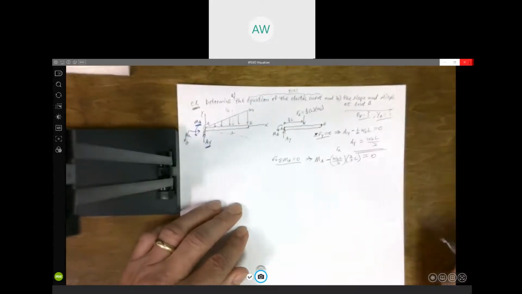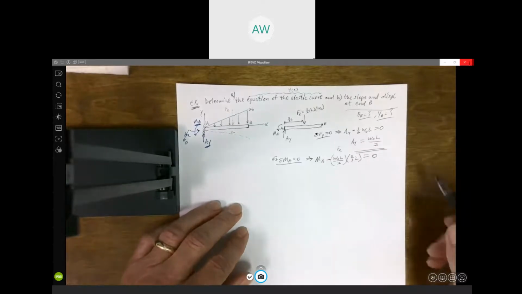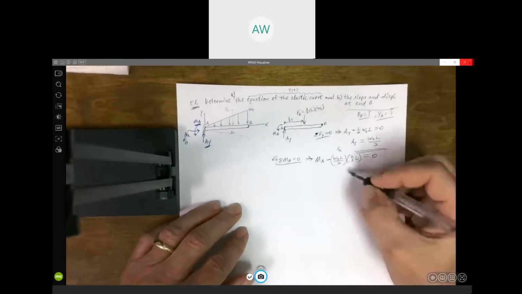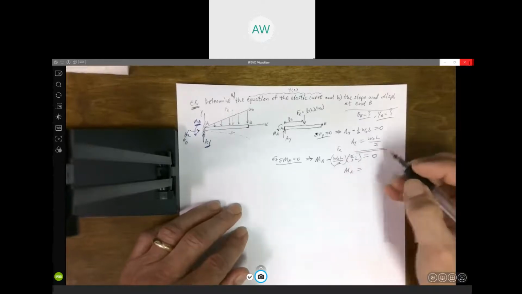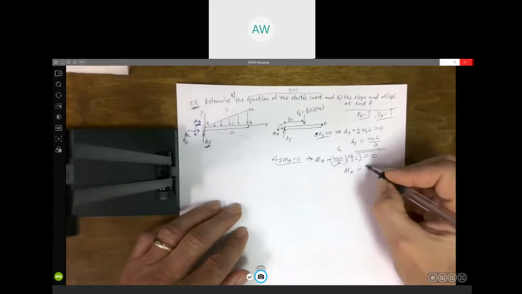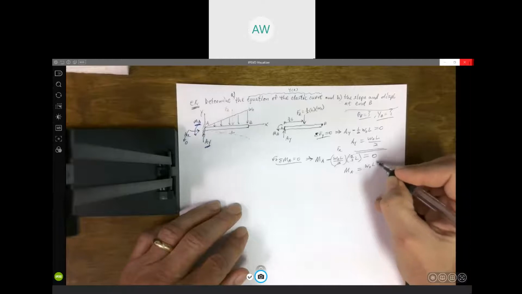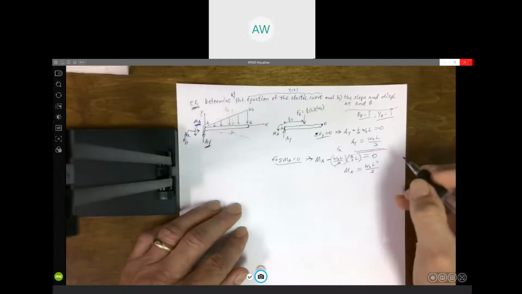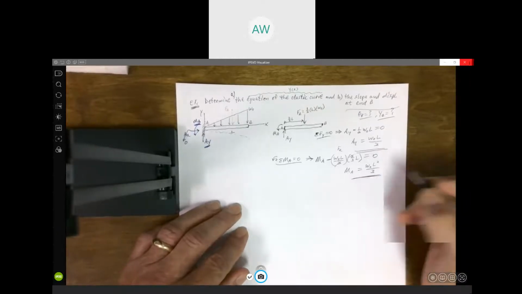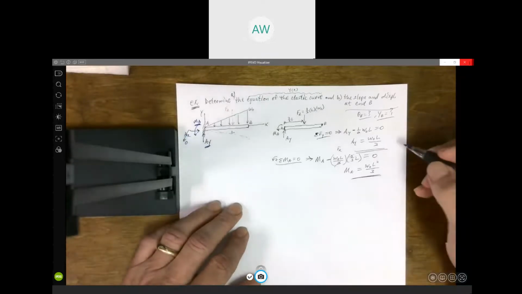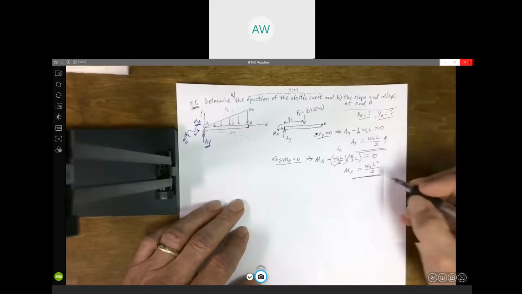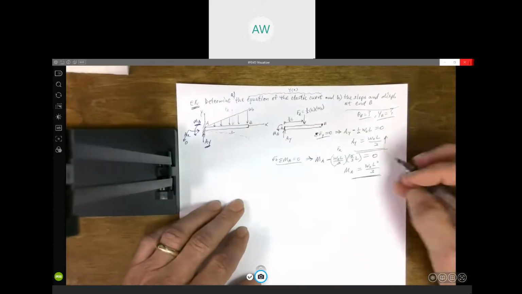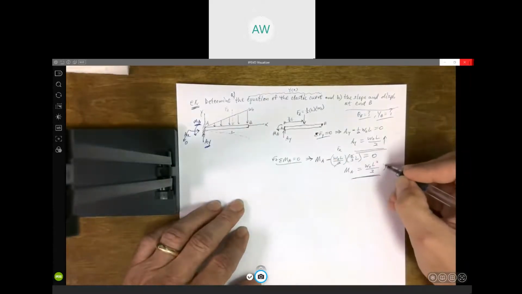Now it's got to equal 0. So move this to the other side. It becomes positive. 2's cancel. Looks like W0L squared over 3, if I did my algebra right. So I found AY. It's W0L over 2, and it's acting up. My reaction moment, W0L squared over 3, it's counterclockwise.